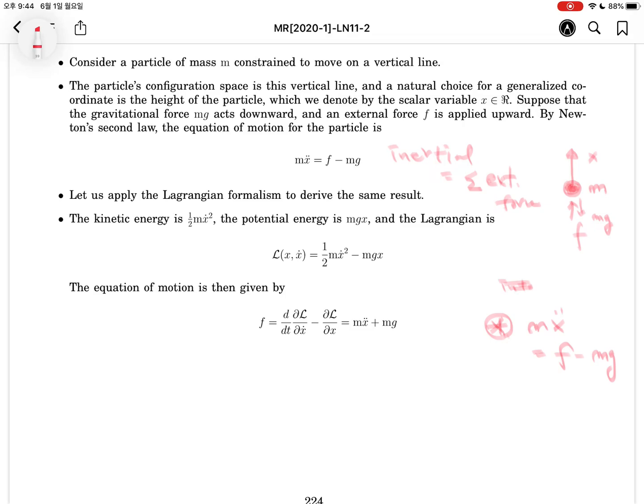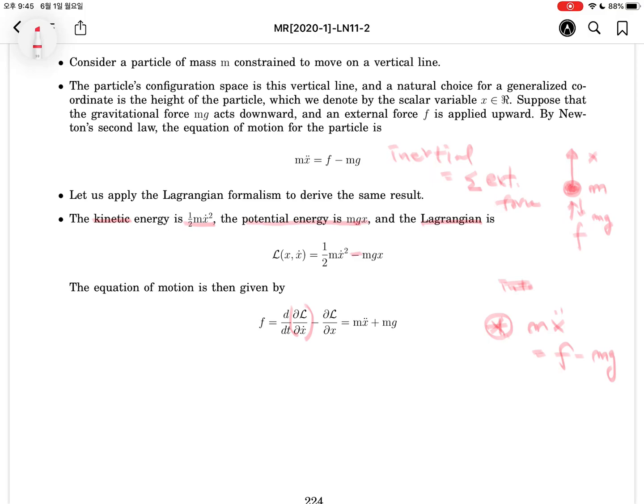Okay, let's take the example of the Lagrangian formulation. In this case, the kinetic energy will be 1/2 m x dot squared. Maybe you know this concept: kinetic energy is proportional to the velocity squared. The potential energy is described as mgx, is it right? It is mgh, and h corresponds to x here. So the Lagrangian is obtained as the kinetic minus the potential.